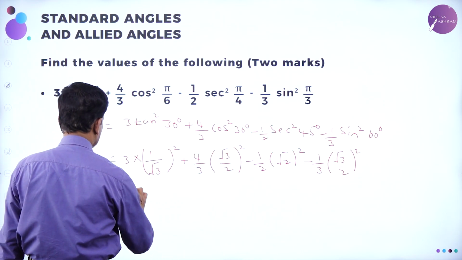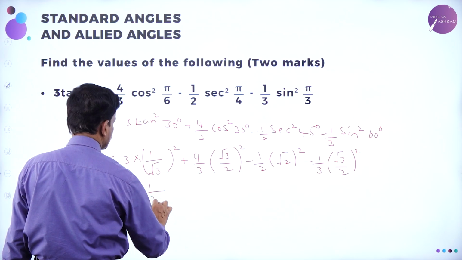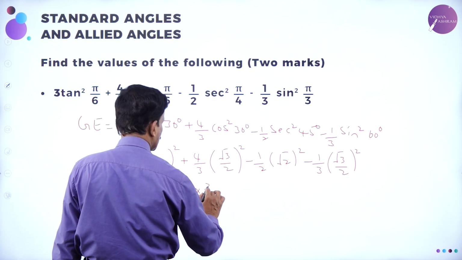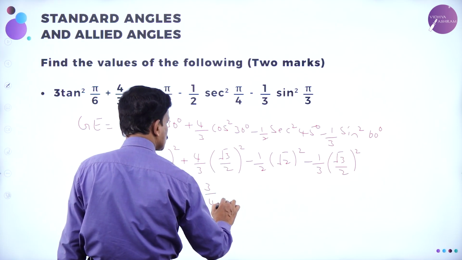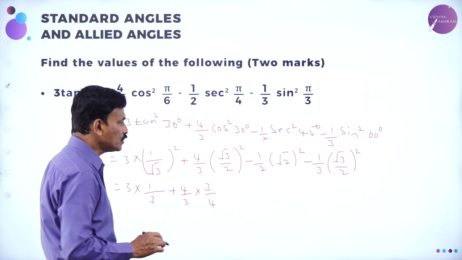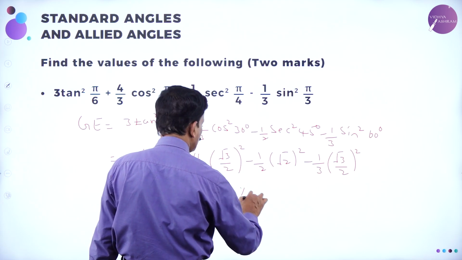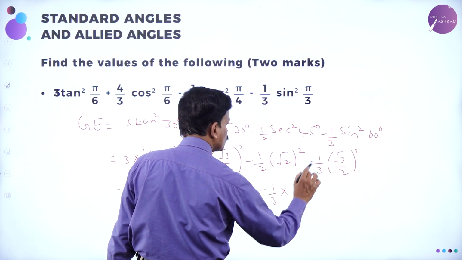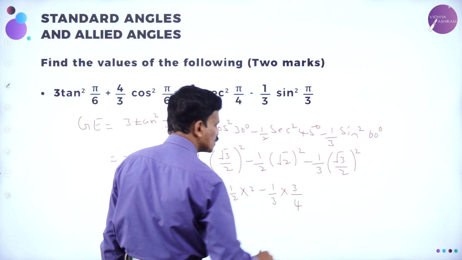What is this equal to? 3 into 1 by root 3 whole square is 1 by 3, plus 4 by 3 into root 3 whole square gets cancelled, square root gets cancelled. This is 4 by 3, 3 by 4, minus 1 by 2 into square root gets cancelled, minus 2, minus 1 by 3 into root and square gets cancelled. This is equal to 3 by 4.